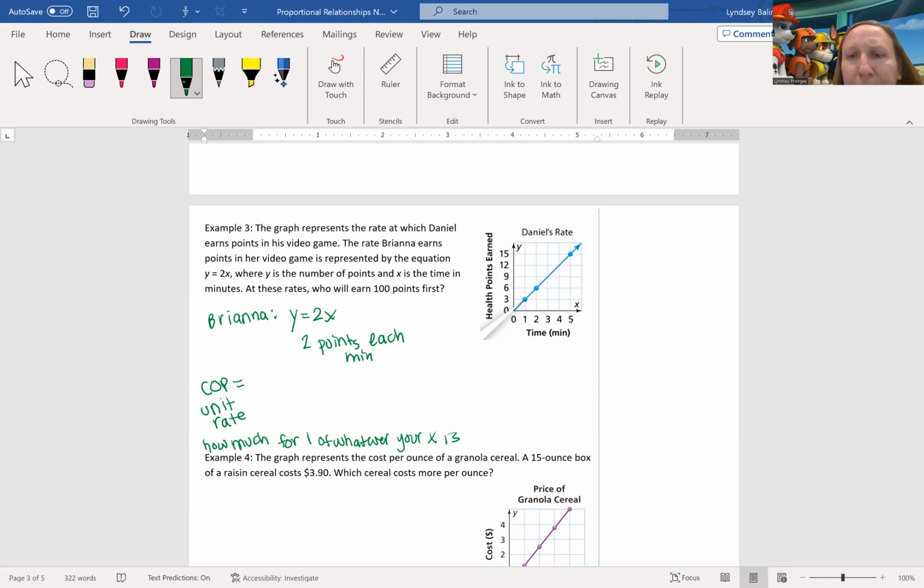We need to look at Daniel, where we have, once again, a bunch of nice points here. So this one will be 1, 3. If we do our ratio of y over x, that would be points over minutes using those labels on the axes. And if it's 1, 3, the y is 3, the x is 1. Daniel is earning 3 points each minute. So if it's asking who's going to reach 100 points first, it's going to be the person that's earning more points each minute. So that would be Daniel.